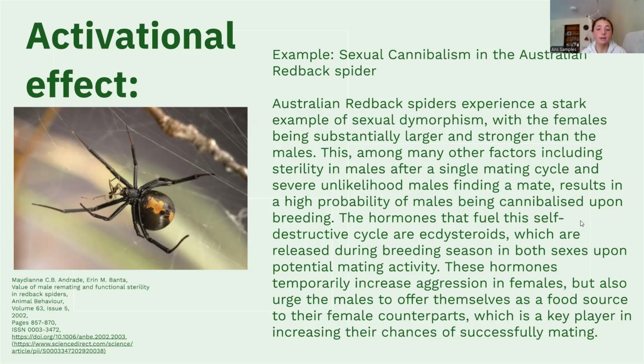Females, let's talk females. Ectosteroids make females super aggressive. Therefore, A, she's willing to eat her mate. She's mad at him for whatever reason. But B, if you don't offer yourself as food to me, I hate you. And that's how the hormones affect her.